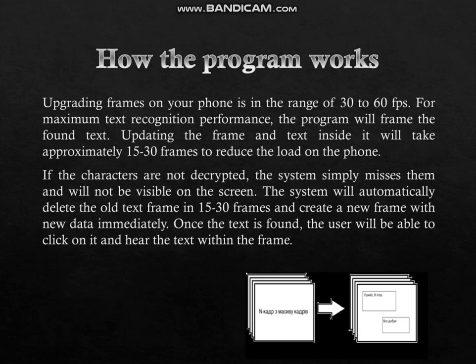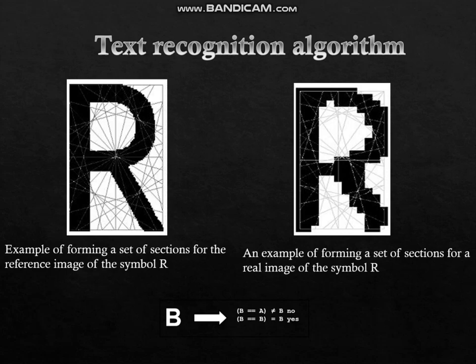The system will automatically delete the old text frame in 15-30 frames and create a new frame with the new data immediately. Once the text is found, the user will be able to click on it and hear the text within the frame. To recognize text in English and Ukrainian, an XML file was created. This file identifies characters, uppercase and lowercase letters. Each character is assigned its own name. The next step is to connect the class to recognize the text in the image.